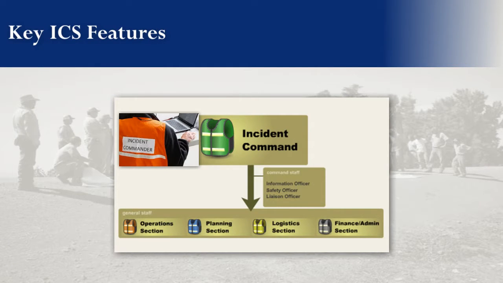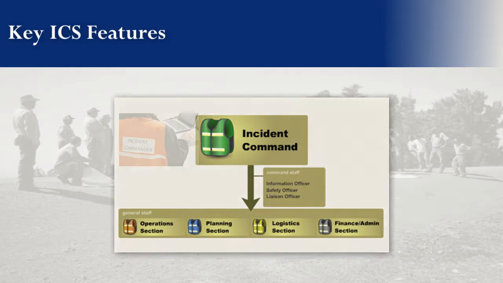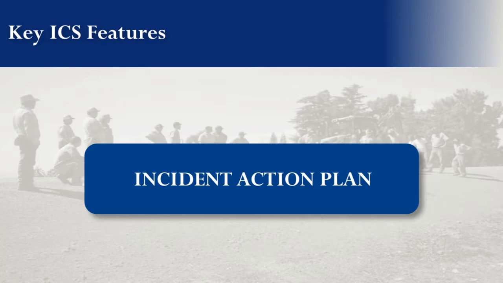The second key feature is a modular organization with standardized job functions and titles. This feature allows flexibility in staffing to meet actual needs and to ensure a common understanding of roles and assignments. This modular structure is complemented with the third key ICS feature, a well-defined action planning process, which is designed to ensure that the emergency response, once organized, is effectively managed over time.